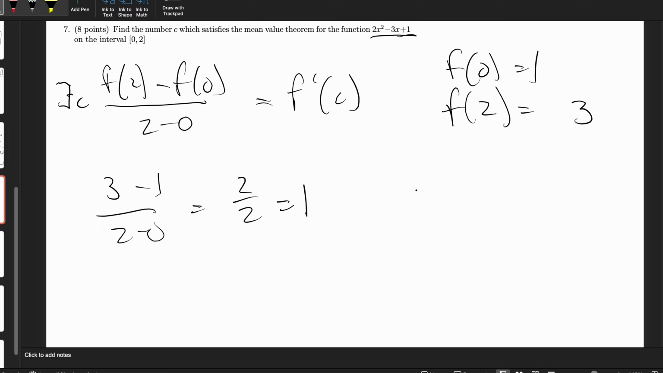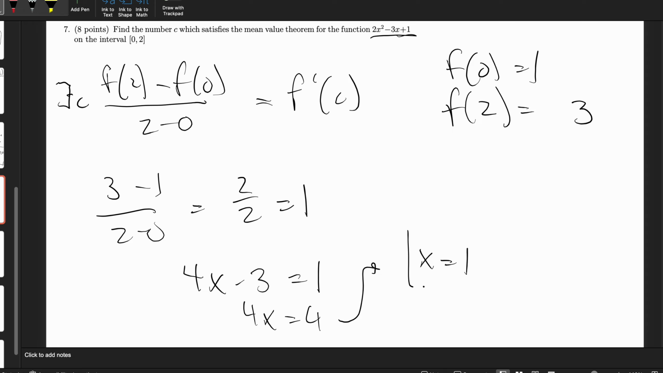solve. So this tells me that 4x minus 3 equals 1, 4x equals 4. That tells me x equals 1. And what do you know? x is between 0 and 2 in this case. So the answer is x equals 1. That is, rather, c is equal to 1. If you wrote x equals 1 on the exam, I wouldn't take any points off, but let's just be clear. So the value c, which is guaranteed by the mean value theorem, is equal to 1.